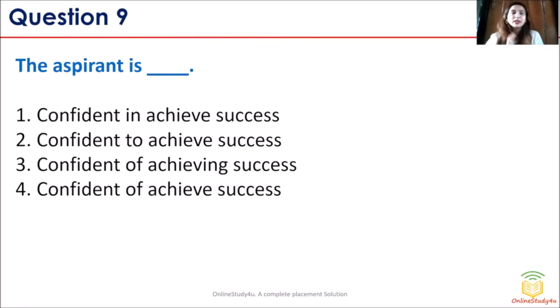The aspirant is... Now, if you see confident, achieve success, all the 3 are same. What is different is the preposition that they have used, and only in one of them it is not achieve, it's achieving, right? So if we get the preposition right, we get this answer right. Is an aspirant confident in achieve success, confident to achieve success, confident of achieving success, or confident of achieve success? So an aspirant is confident of achieving success. Firstly, it has to be confident of, and it's not achieve, it's achieving. You are always achieving, attaining.